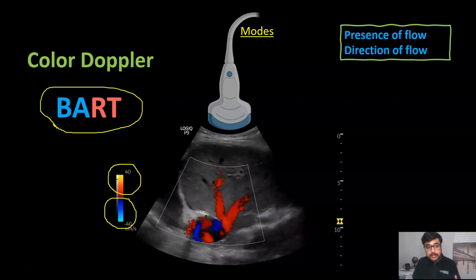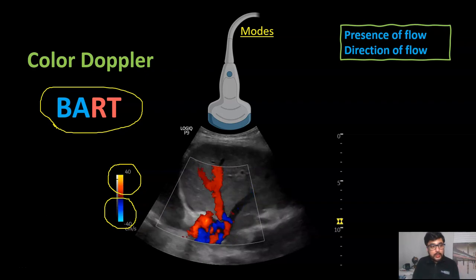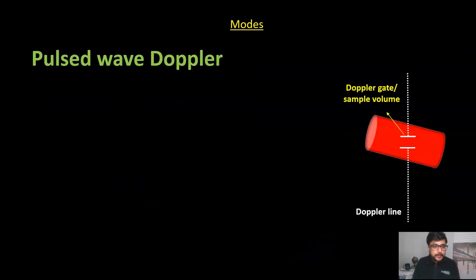So in that case, this mnemonic reverses, where red becomes away from the transducer and blue becomes towards. But you typically do not play with those settings when performing VExUS, and just leave it in the standard preset. And what about the pulsed wave Doppler?